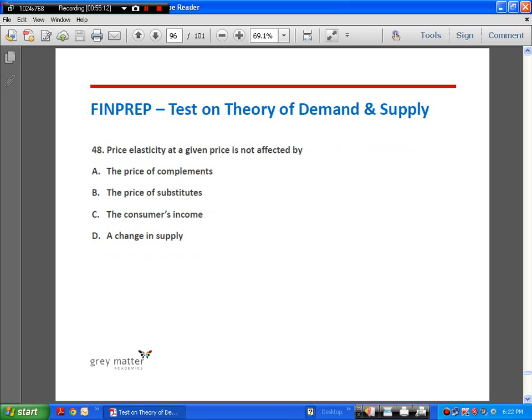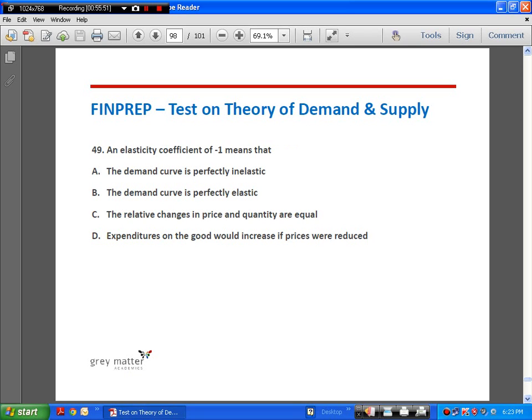48th question. Price elasticity at a given price is not affected by the price of complements, the price of substitutes, the consumer's income, a change in supply. Price of substitutes, price of complements, and consumer's income all affect the demand for a good. But a change in supply is a supply related concept, and that becomes the right answer. Option D is the right answer.